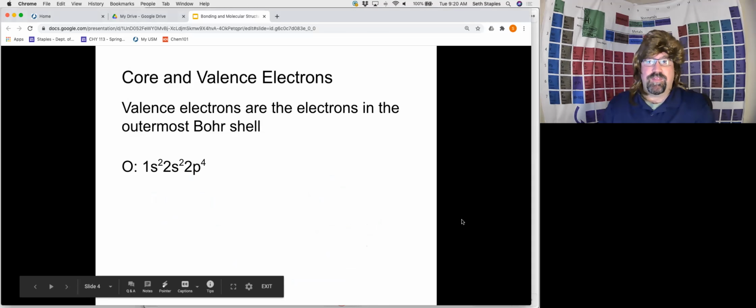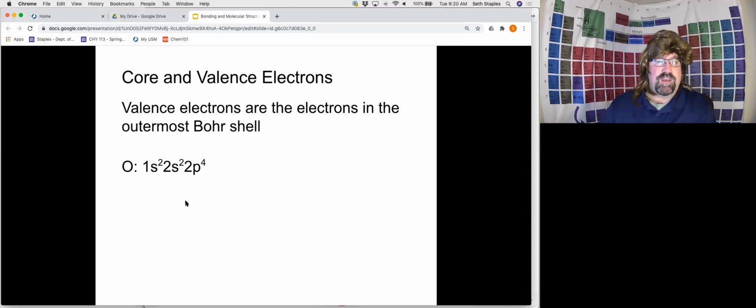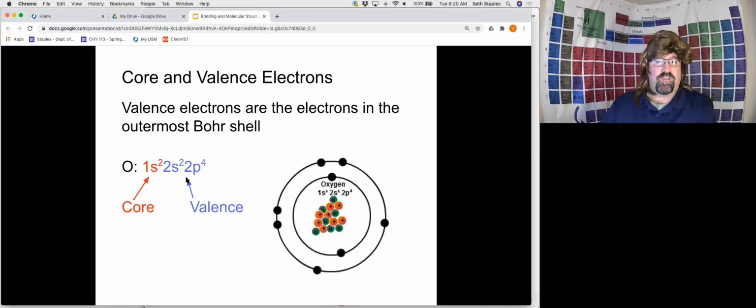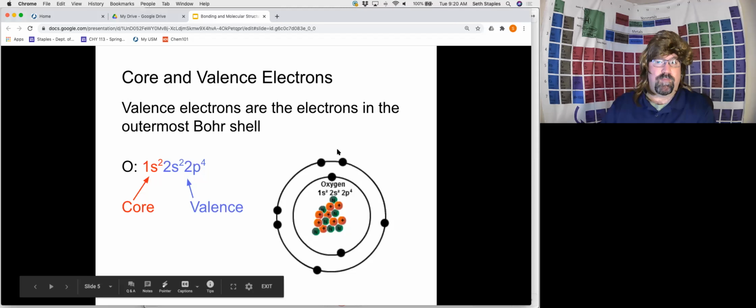And again, we can look at the electron configurations to determine that. We can see that in the case of oxygen, we have electrons in 2s and in 2p. Those are all in the outer shell. And so there are 6 electrons total in the outer shell of oxygen, and so there are 6 electrons in the valence shell. There are 6 valence electrons, and there are 2 core electrons. And we have the diagram of that here.